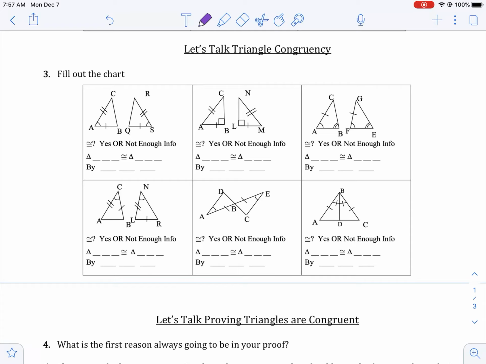Okay, so let's review our triangle congruency postulates, shall we? We're always going to have some combination of an angle and a side, whether it's called a hypotenuse, a leg, or just a side. Some form of angles and sides is enough information to prove that our two triangles are congruent.